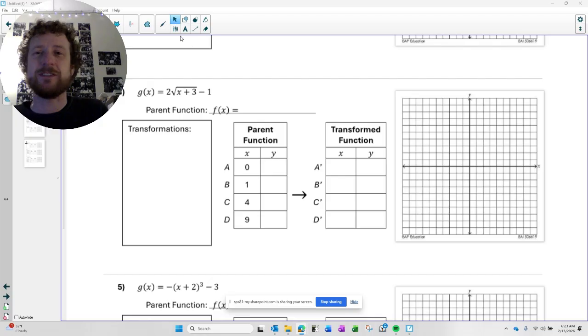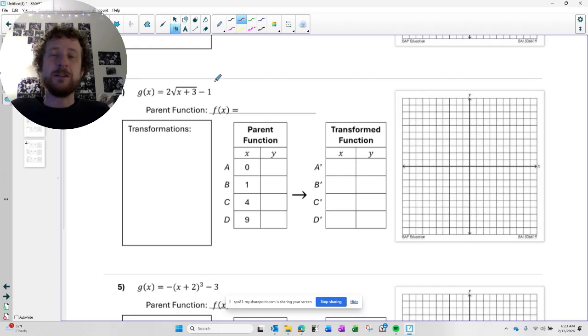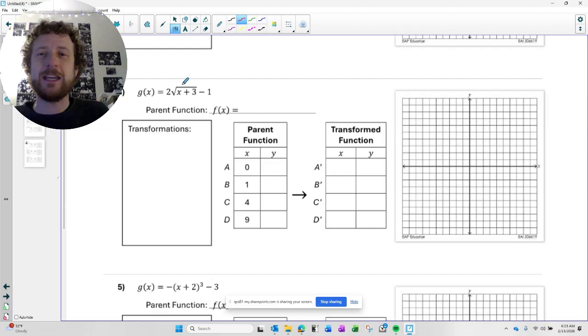So let's get a few things established first. First of all, we want to talk about what is the parent function. So when you look at this function right here, g of x equals 2 square root of x plus 3 minus 1, there's one main function, one shape going on. Is it a quadratic, a cubic, a square root, a cube root? Is it a polynomial? Is it a log function, a rational function? There's a lot of functions we study in this class. And the key is what operation is happening. In this case, there is a square root right there.